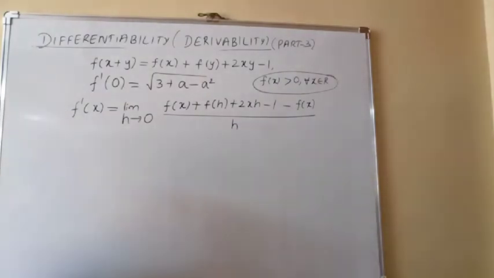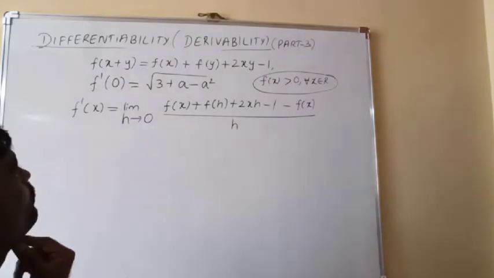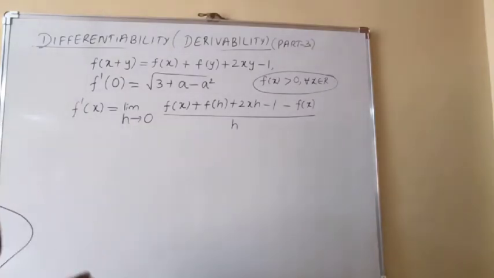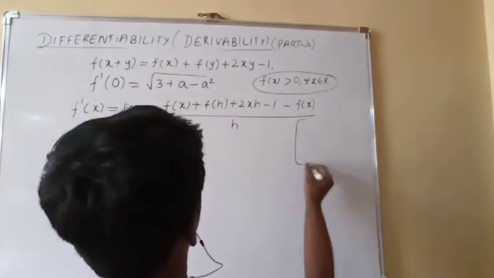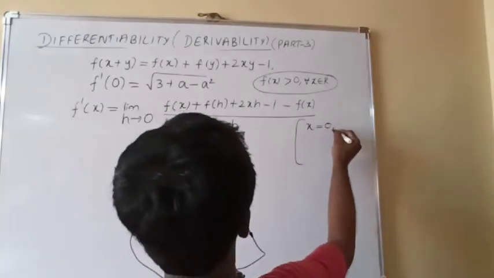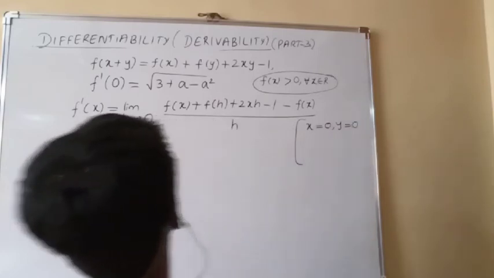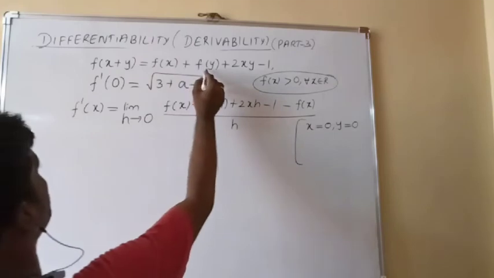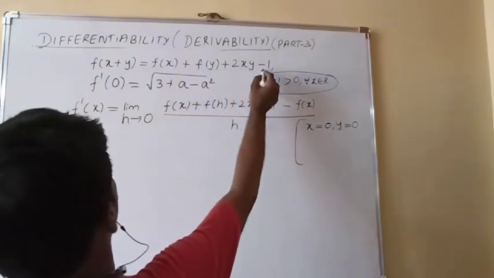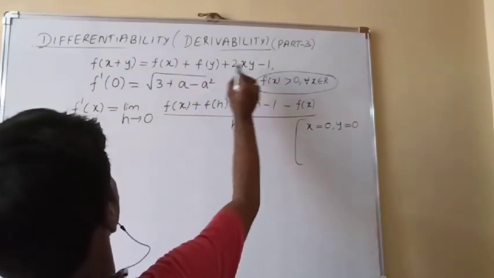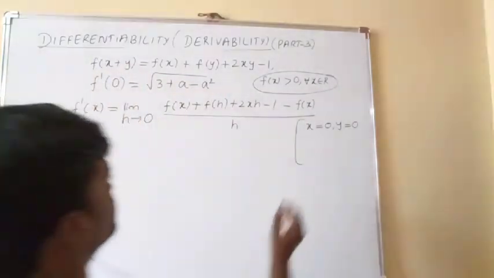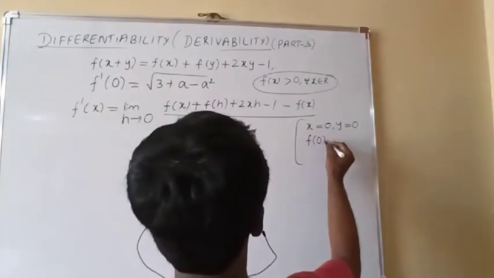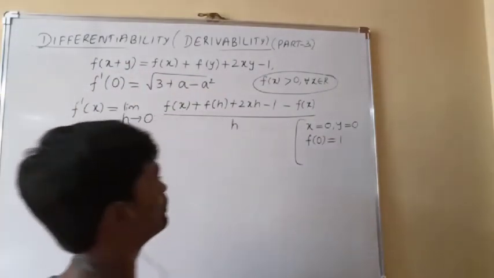I forgot, we need to get some initial condition also. Better we substitute x value 0, y value 0 only. Okay. If you put x is equal to 0 and y is equal to 0 in the initial condition, this is f of 0, this is f of 0, both are cancelled. Then this is f of 0, this is 0 minus 1. So f of 0 minus 1 is equal to 0. If you put x value 0, y value 0, what do you get? f of 0 value is 1.